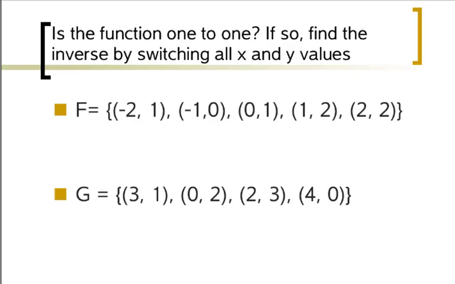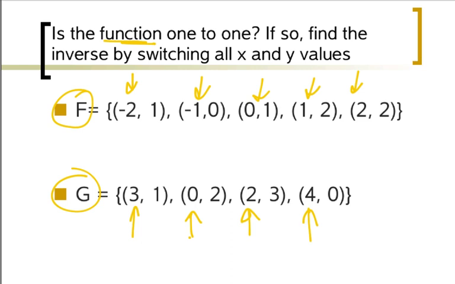So now we also have a question of whether or not we have relations that are one-to-one. Now this is called a function because these don't actually have any x repeats. For example, the -2, -1, 0, 1, and 2 are all different x values, so this is actually a function. And the second relation is a function. G has 3, 0, 2, and 4, so they are all different. So these are both functions. If they weren't functions, we would call them relations.